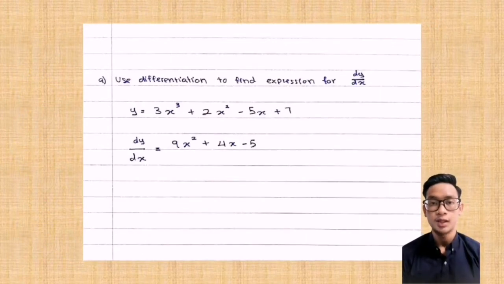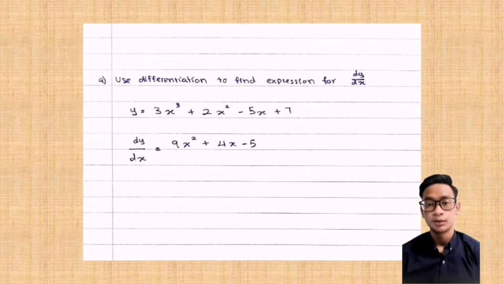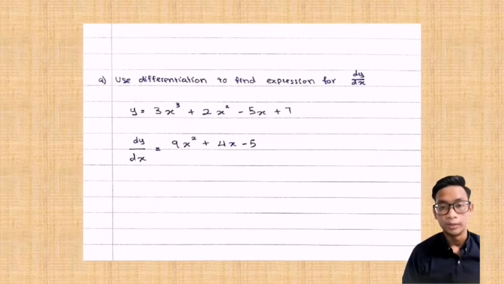For question A, it asks to use differentiation to find an expression for dy over dx. First of all, we must derive the equation of y. We got y equals 3x cubed plus 2x squared minus 5x plus 7. The next step is we must do the differentiation. The symbol is dy over dx.